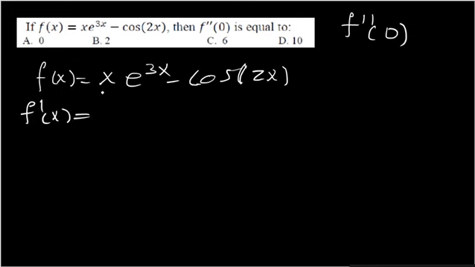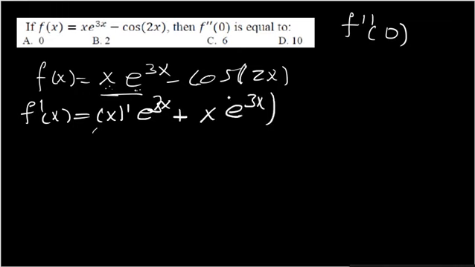F derivative of x, here we need to apply the product rule because two functions are combined by times, x and e to the power of 3x. So product rule: the first derivative times the second one as it is, plus the first one as it is times the second, e to the power of 3x derivative. You see, I apply the product rule here. Minus cosine derivative is, negative sign, so plus sine of 2x as it is, but times by chain rule the 2x derivative, which is 2. So let us get it.